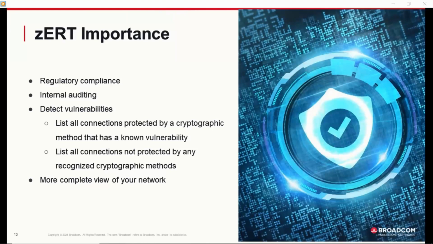You can use zERT to generate a list of all connections that are not protected by recognized cryptographic methods and correct those as required. You can also use zERT to list all connections protected by a cryptographic method that has a known vulnerability. For example, say a vulnerability was found that affects TLS 1.3 but does not affect TLS 1.2. You could use zERT to quickly and easily pinpoint all connections currently using TLS 1.3 to switch them over to a different protocol until the vulnerability was addressed.